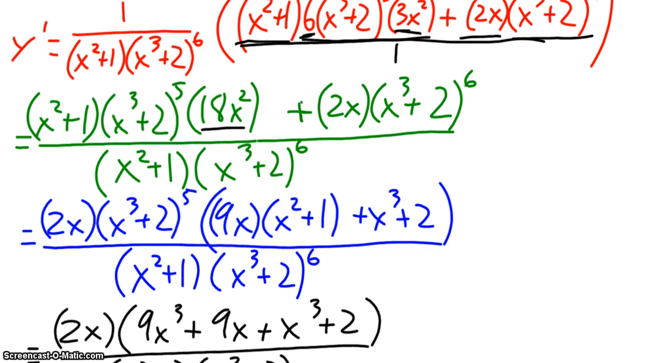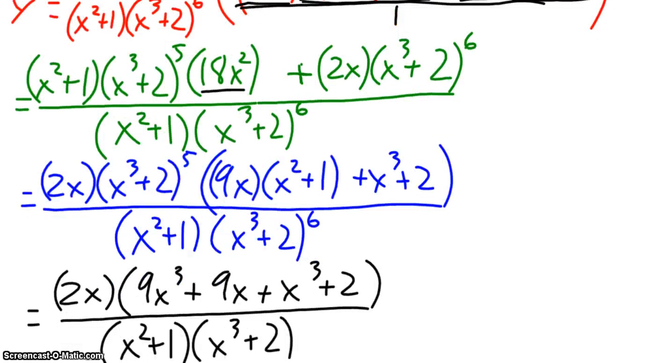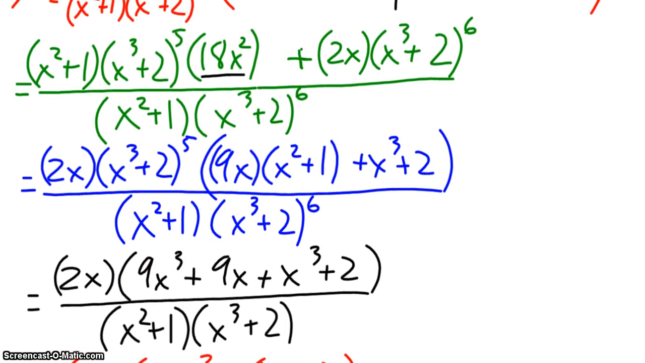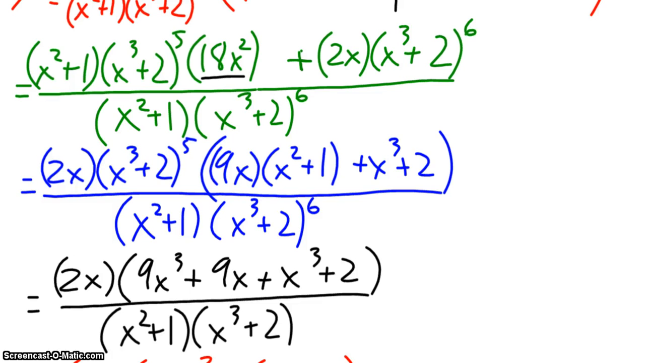Okay, so now I have the quantity x squared plus 1 times the quantity x cubed plus 2 to the 5th times 18x squared, plus 2x times x cubed plus 2 to the 6th, all over x squared plus 1 times x cubed plus 2 to the 6th. So now I want to notice that I have two terms. This has an x cubed plus 2 to the 5th. This has an x cubed plus 2 to the 6th.